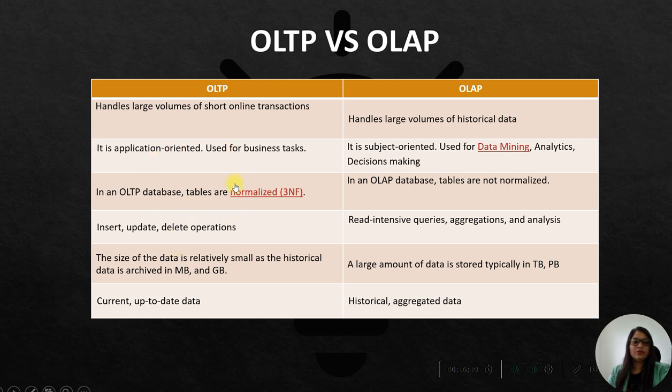In OLTP, we get the current and up-to-date data. In OLAP, we get the historical and aggregate data. So this is the most asked interview question: what is the difference between OLTP and OLAP?